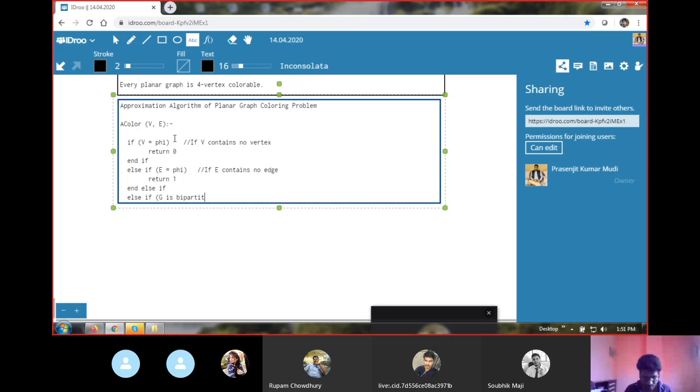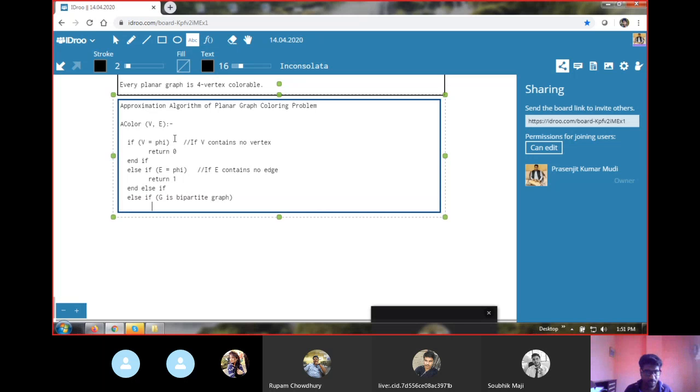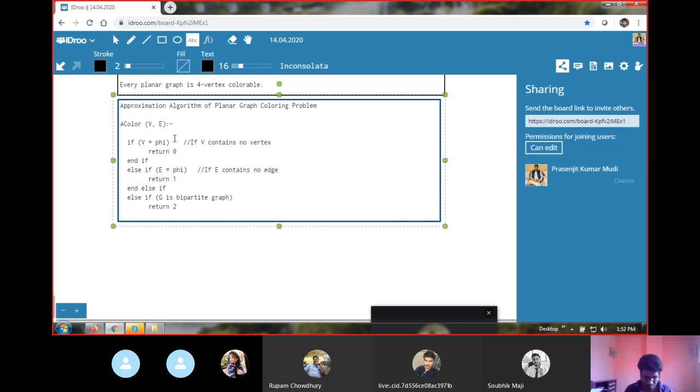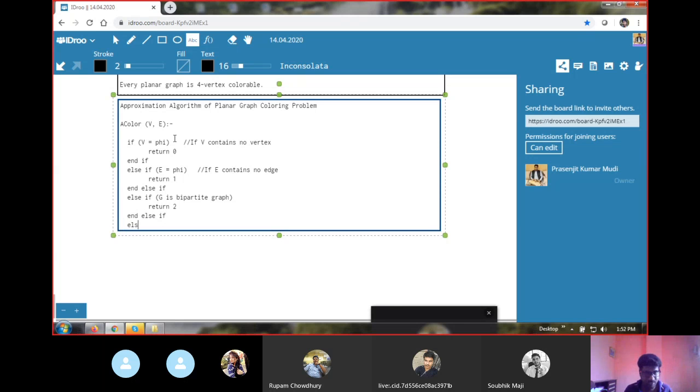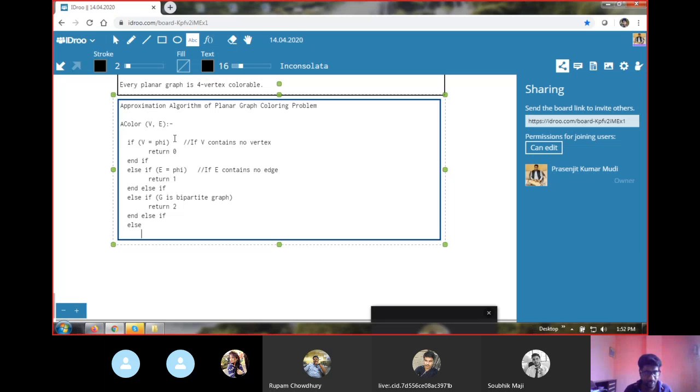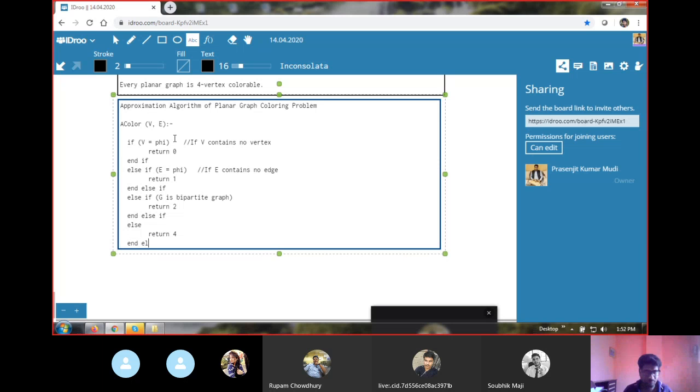G is a bipartite graph, return 2, and finally we have the else part where you have to return 4, because every planar graph is 4 colorable. Return 4. This is the approximation algorithm for the planar graph coloring problem.